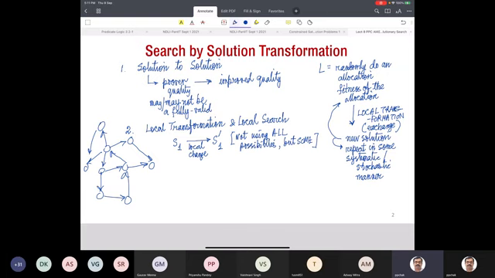Any questions here by anybody? Is it clear, Adhiraj Rastogi?